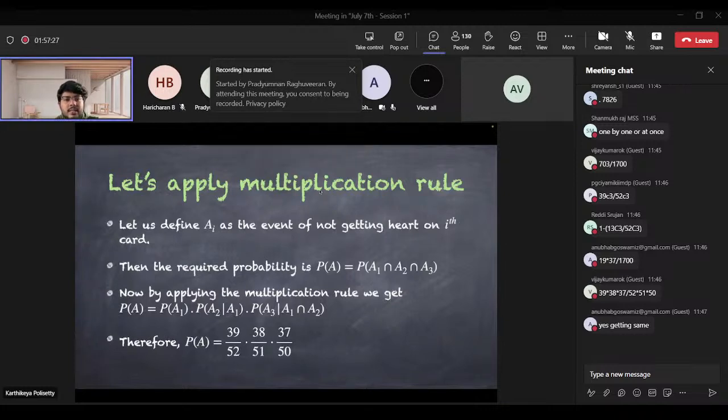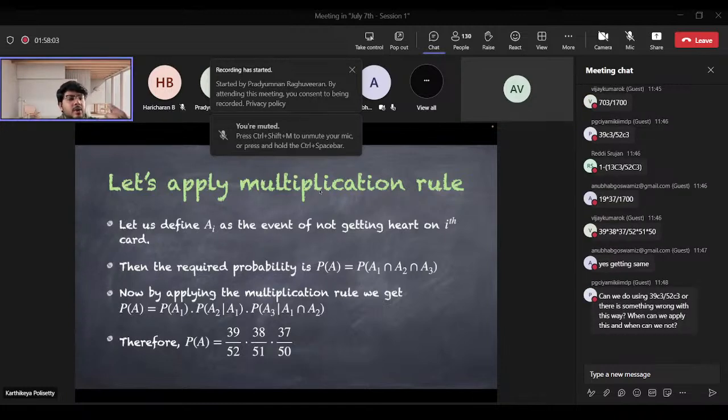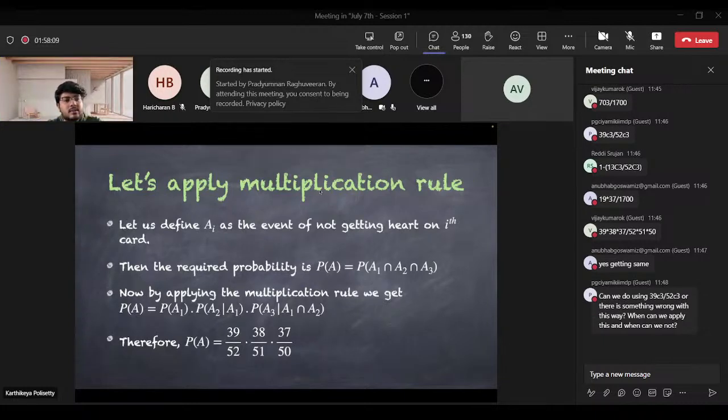Therefore, the probability is given by 39 non-heart cards upon 52 total cards. And then when you draw a card which is not a heart, the number of cards which are not hearts will be 38 and the total number of cards is 51. So the second term will be 38 upon 51, which is P of A2 given A1. And then if you pick the second card which is also not a heart, the total number of non-heart cards is 37 and the total number of cards is 50. So P of A3 given A1 and A2 is 37 upon 50. Is that clear?